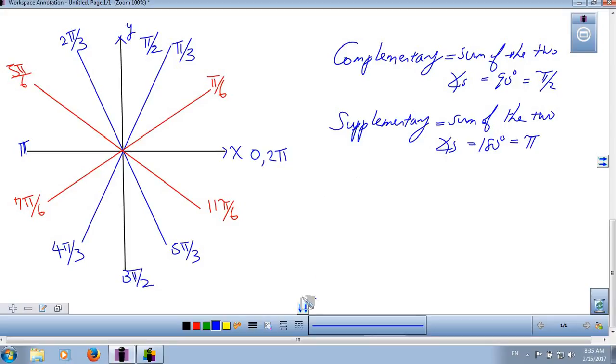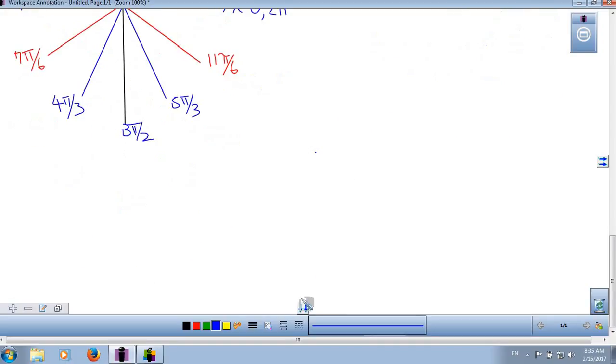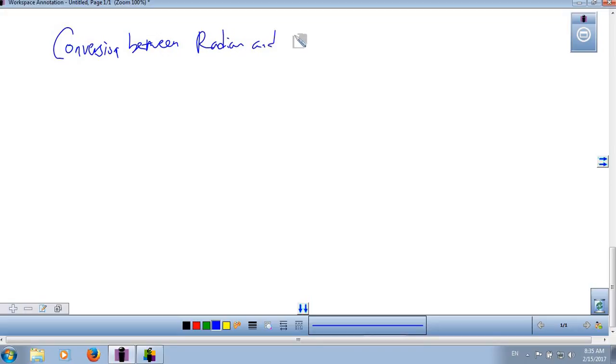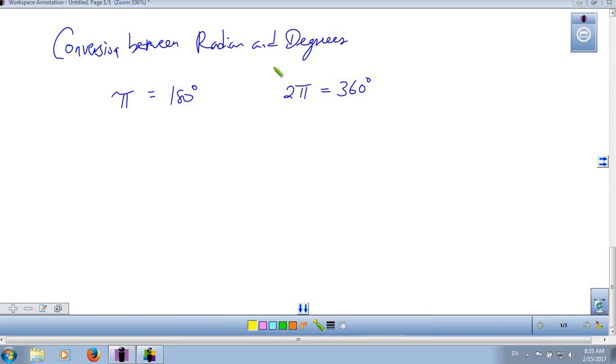Okay, all right. So for the last part of the lesson today, let's talk about the conversion between radians and degrees. As we have mentioned before, 1 pi radian is equal to 180 degrees because it is a half rotation. A full rotation, 2 pi radians, is equal to 360 degrees. So this is going to be our main conversion ratio.